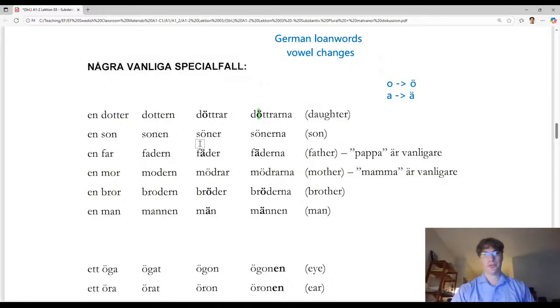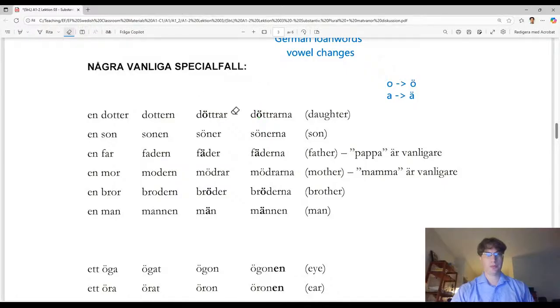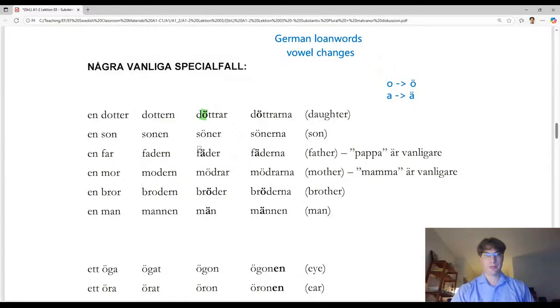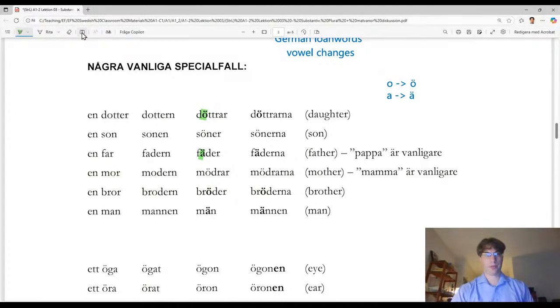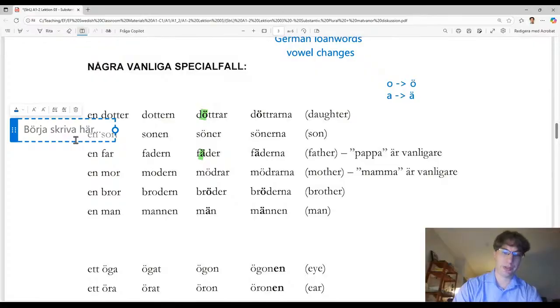And far becomes många fäder, many fathers. And mor becomes många mödrar, many mothers. And bror becomes många bröder, many brothers. And man, många män. And you can tell these are, of course, about family relations.